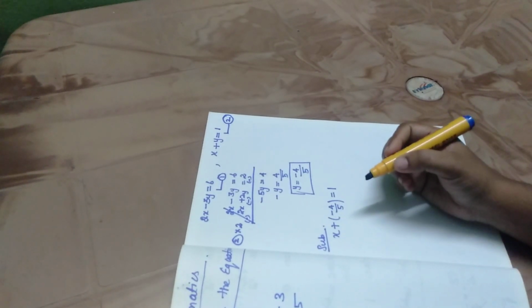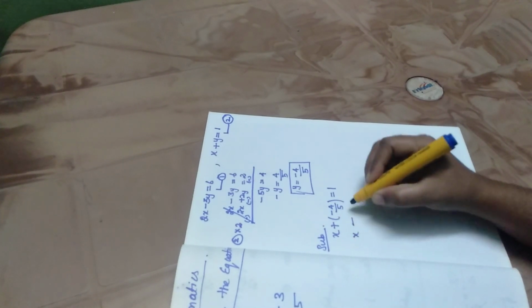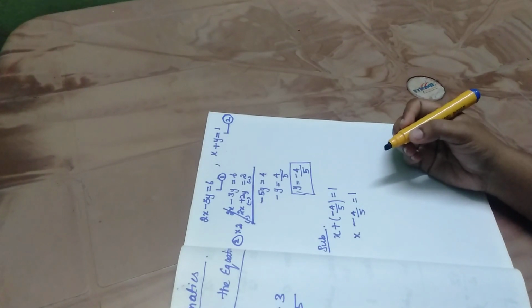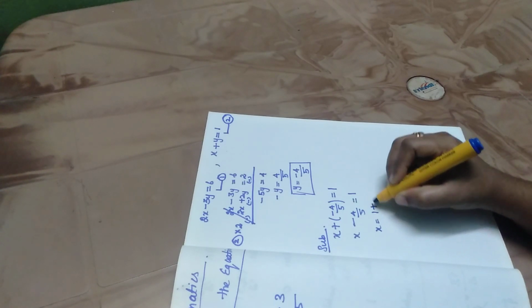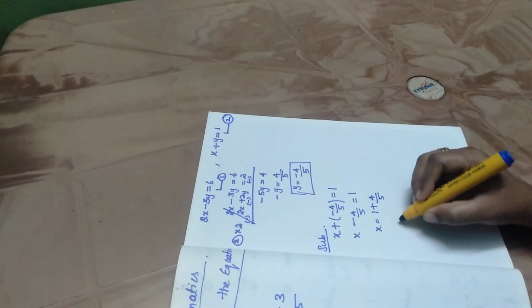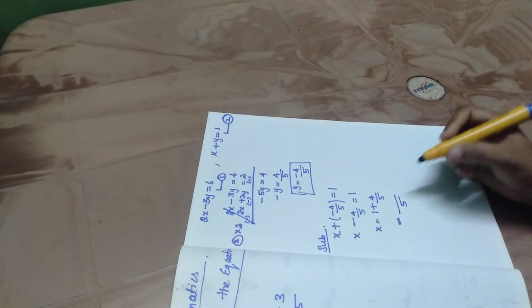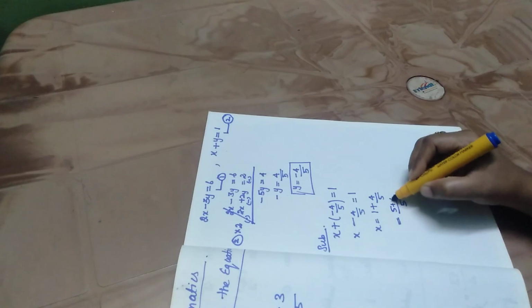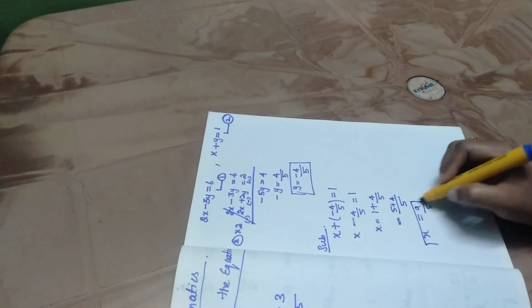So both the symbols are next to each other, so change the symbol. So x plus into minus, minus 4 by 5, which is equal to 1. Now x is equal to 1, minus goes to that side, meaning plus 4 by 5. So here take the LCM, 5. Now 5 plus 4, so x is equal to 9 by 5.